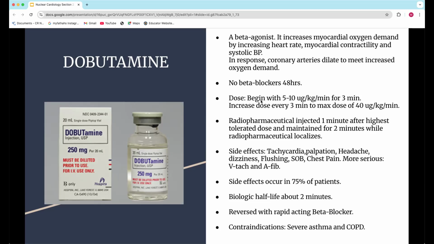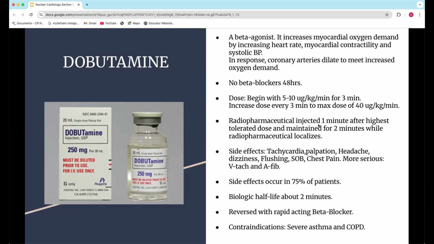So the way this one works is it begins with 5 to 10 micrograms per kilogram per minute for 3 minutes. And then we increase the dose every 3 minutes to a maximum of 40 micrograms per kilogram per minute. The radiopharmaceutical is injected 1 minute after the highest tolerated dose, and then maintained for 2 minutes while the radiopharmaceutical localizes. So to say that a better way, people don't like this one.